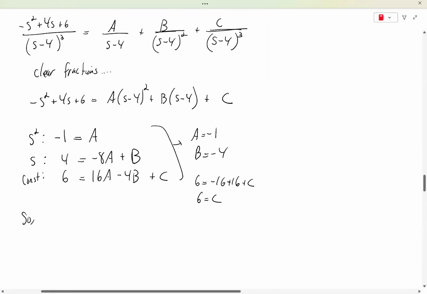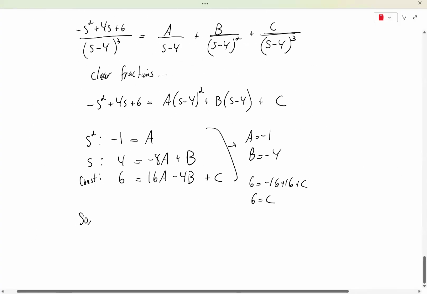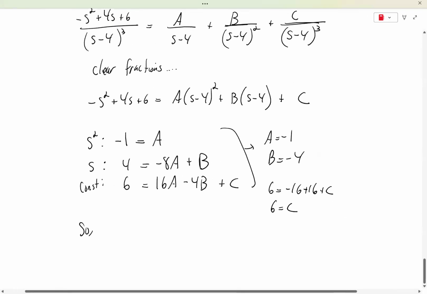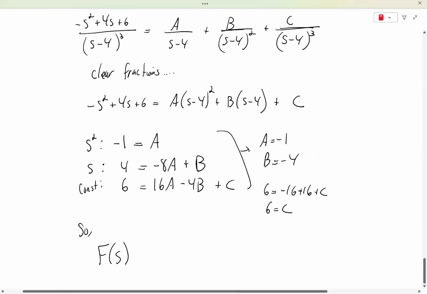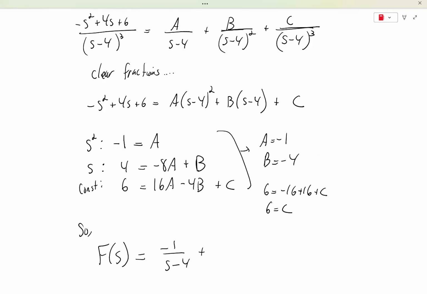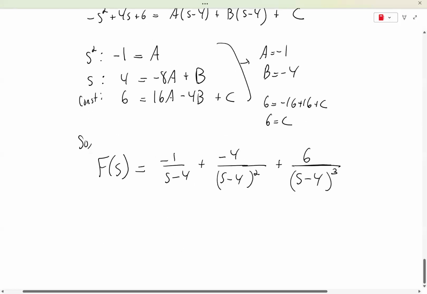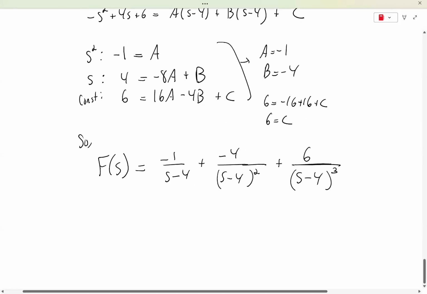Okay, so anything on that there? So then we've got capital F of s is equal to A, which is negative 1 over s minus 4, plus B, which is negative 4 over s minus 4 squared, plus C, which is 6 over s minus 4 cubed. So you get this here. Anything there so far?